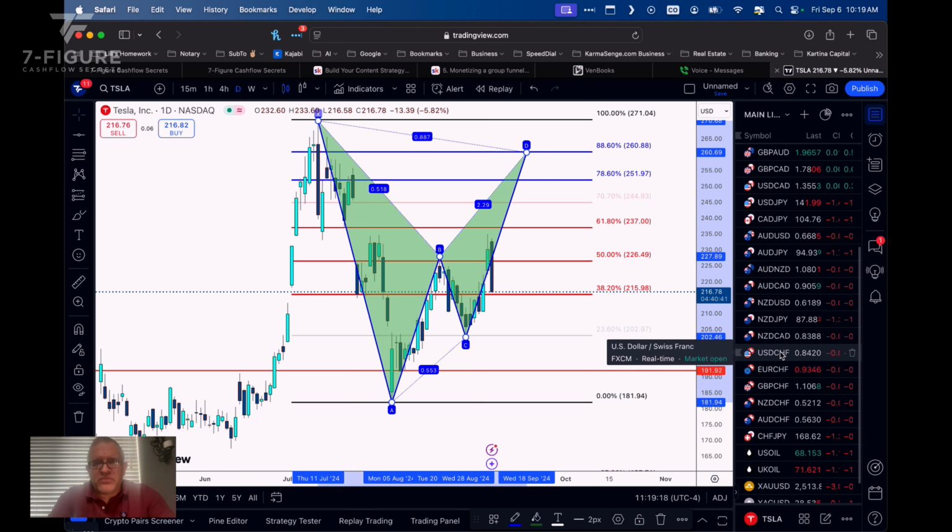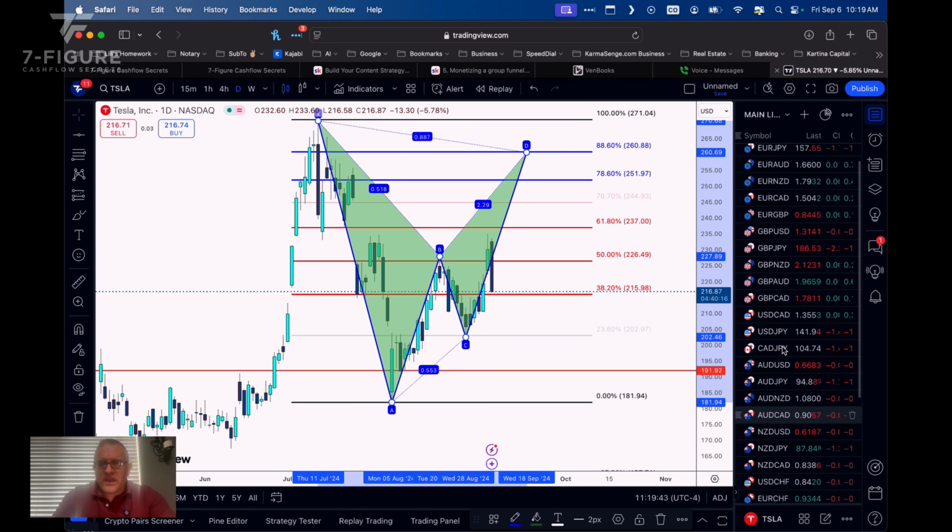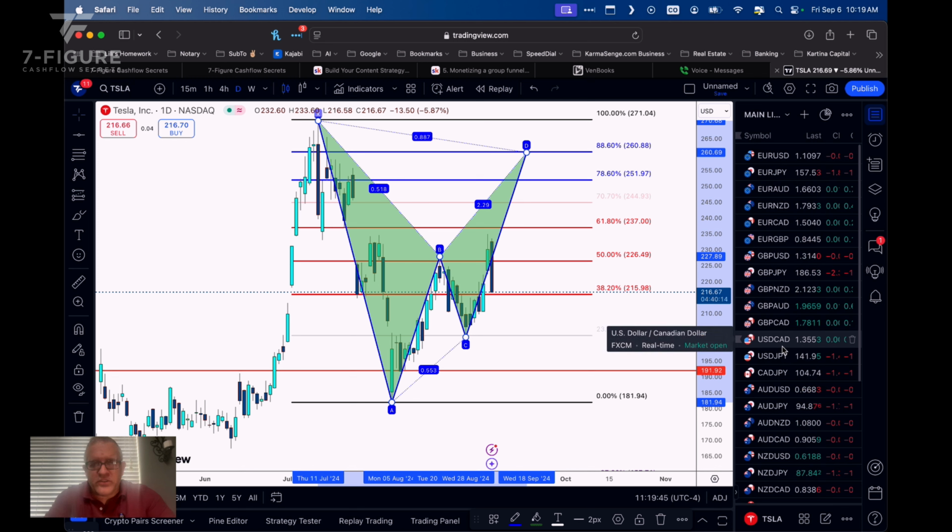There was a time where I did not trade the Swiss, but I am trading the Swiss nowadays, and I pretty much trade most major currencies. I'm not going to be trading the yuan. I'm not going to be trading the Indian rupee or anything like that. But the ones that you see here on the right hand side, these are the ones that I primarily trade.